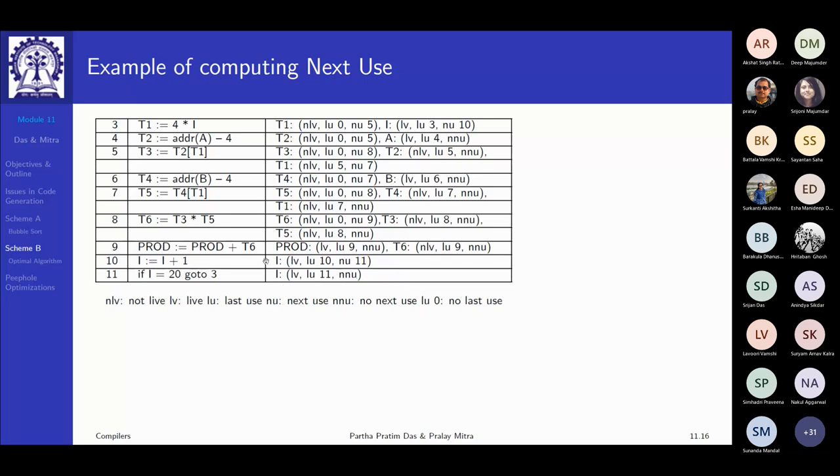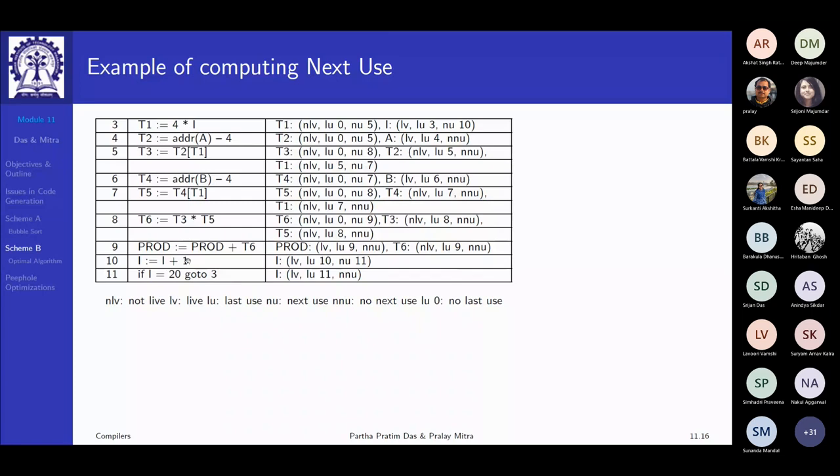I come to the previous one. As I come to the previous one, I again have I. So I has to be live because it has a next use, and its next use is the last use that we have here. So this next use is 11. It has been used here. So last use is 10 and it is live because it has a next use.